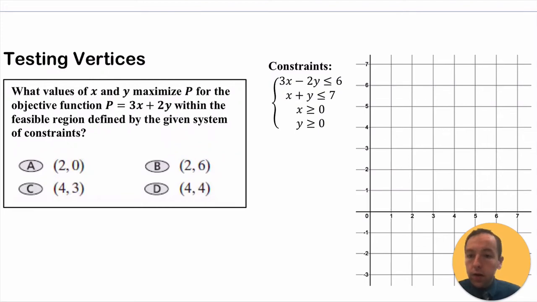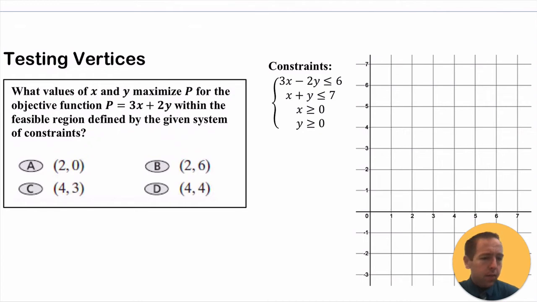So this question here is asking us what values of x and y maximize p for the objective function p equals 3x plus 2y within the feasible region defined by the given system of constraints. And so it's multiple choice, right? So you've got A, B, C, and D to pick from. And ultimately the question is asking for what x and y are going to maximize that profit function.